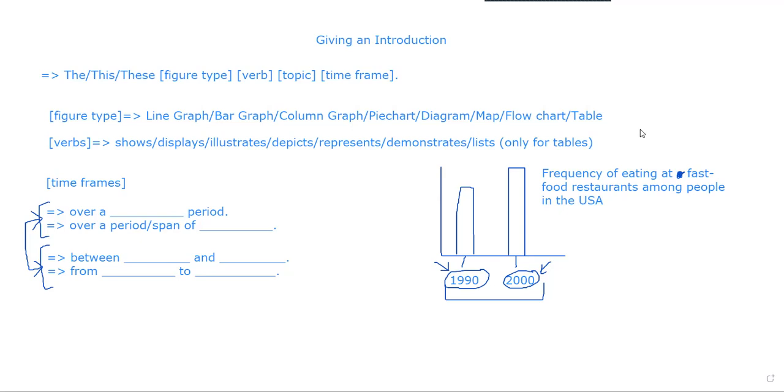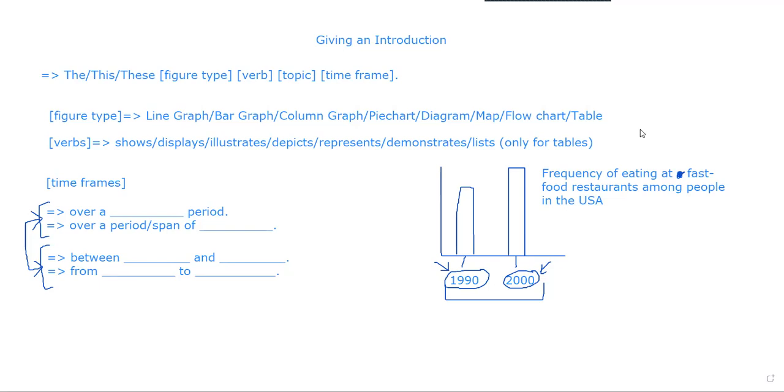Sir, Alex, should I change the frequency? That completely depends on you. If you wish, you can change, but keep an eye out for the meaning. You cannot change the meaning of the sentence. Okay, then Alex, if you are done, kindly share your introduction with us.